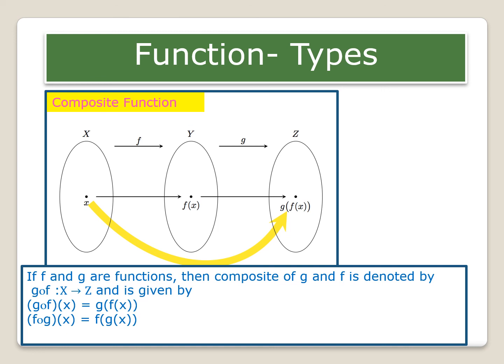Now an important type, composite function. Here we have three sets, X, Y and Z. f is a function from X to Y and g is a function from Y to Z. That is, f maps x from the set X to f of x in the set Y, and g maps f of x from the set Y to the element g of f of x in the set Z. Then the composite of g and f is denoted by g composite f, and it is a function from X to Z, and it is given by (g composite f)(x) is equal to g of f of x. Also, we can find (f composite g)(x), which is equal to f of g of x.